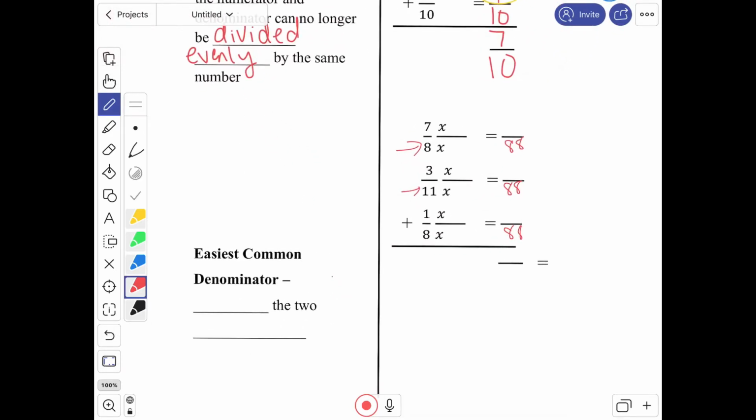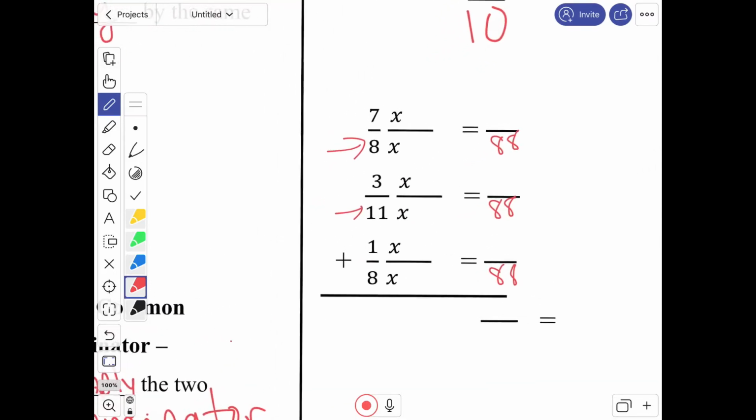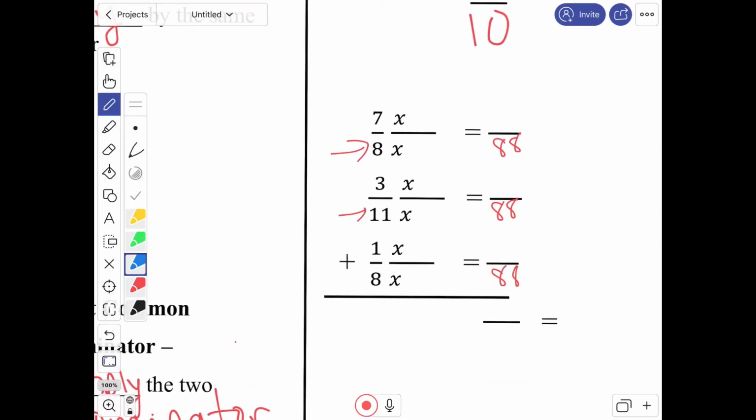That's what I call the easiest common denominator, just multiplying the two denominators together. That will work every time. You'll get a common denominator every time you multiply the two denominators. You'll get something they have in common.